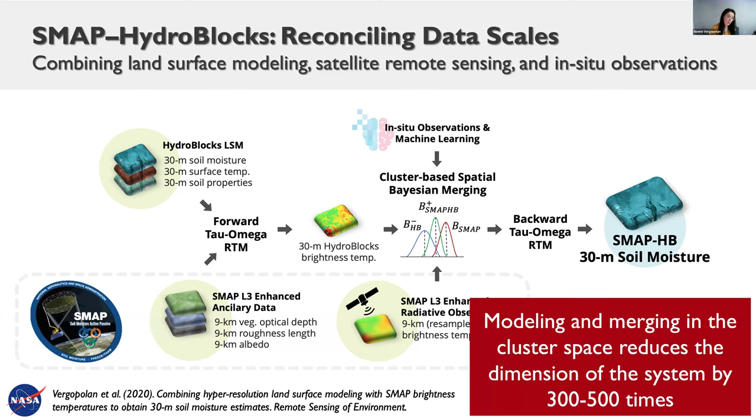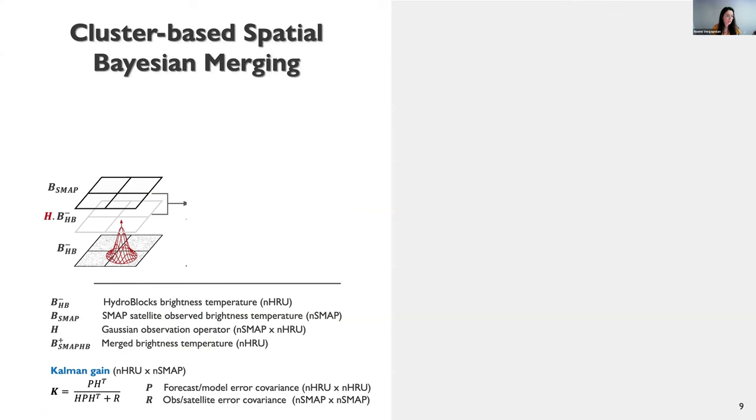And the beauty of this approach is that both the modeling, right, of soil moisture processes here with HydroBlocks and the data fusion happen in the cluster space, not in the 2D space, which enables us to reduce the dimension of the system for both modeling the process and assimilating this process by 300 to 500 times, right? We are reducing matrix sizes here from like 10,000 elements to 500 elements, which is a pretty substantial contribution for computational efficiency of this process, right?